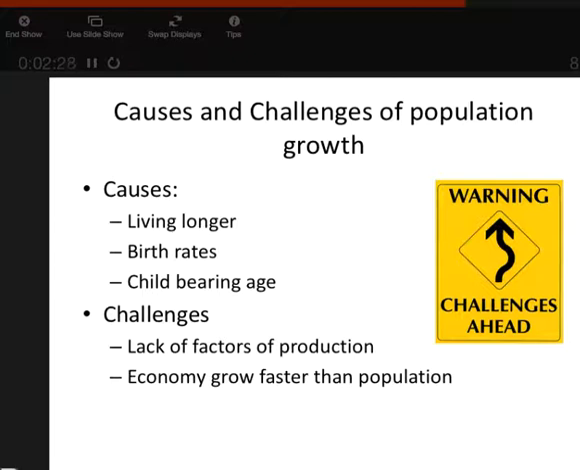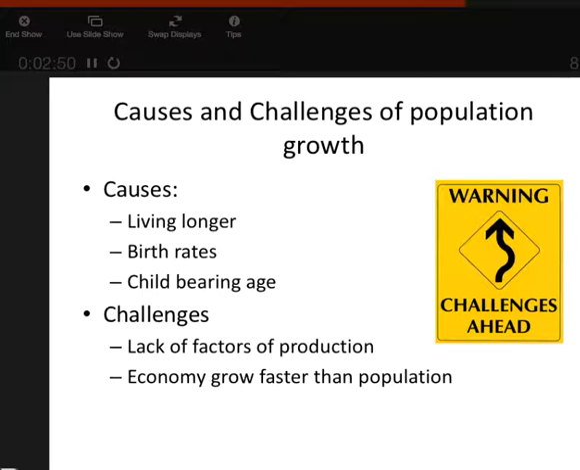Why is it such a concern? Well, people are living longer than they used to, which is a good thing. But as a result of that, the economy has to be able to produce more money to provide for their elderly. Birth rates have increased, and childbearing age has grown as well.